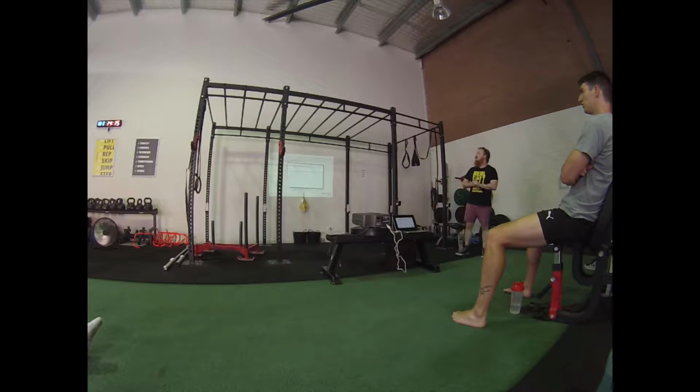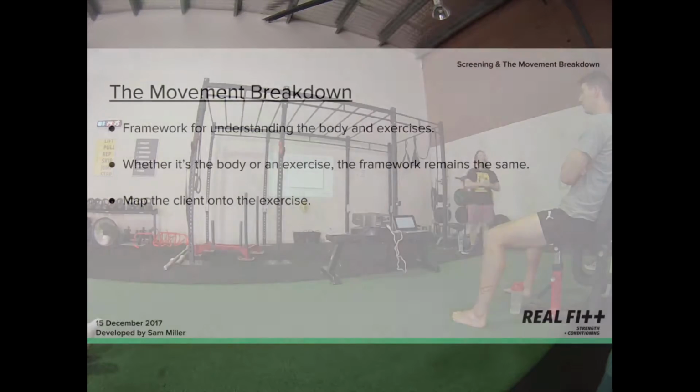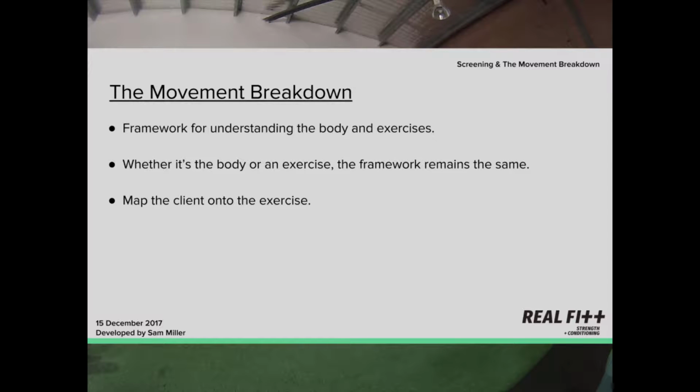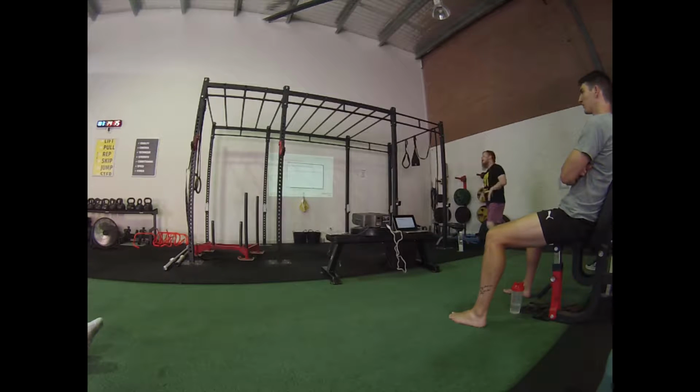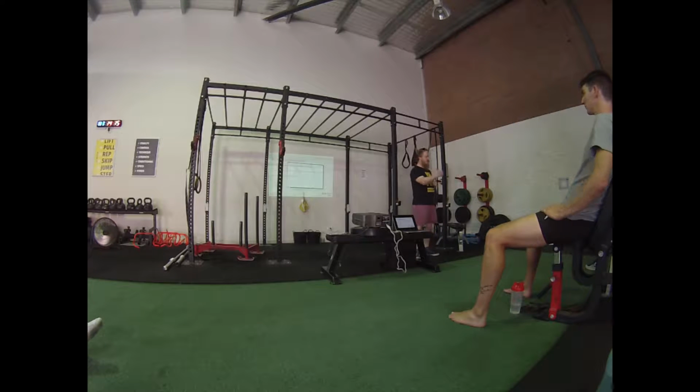Right. So when we talked about the movement breakdown before, we only talked about it in the context of those movement families, but it applies to the body as well. Whether you're using it to understand the body or an exercise, the framework is exactly the same, right? That means if you can describe your client's body in terms of the movement breakdown and the movement in those terms, you can map one onto the other and see what doesn't match up, right? Now you've got an indication of where you need to modify things, progress things, and regress them.